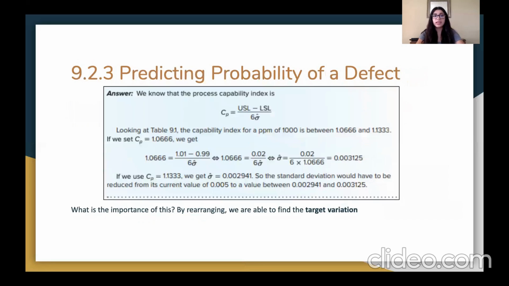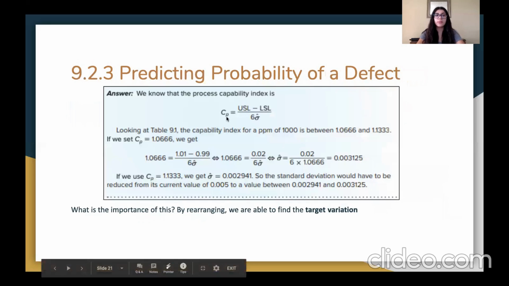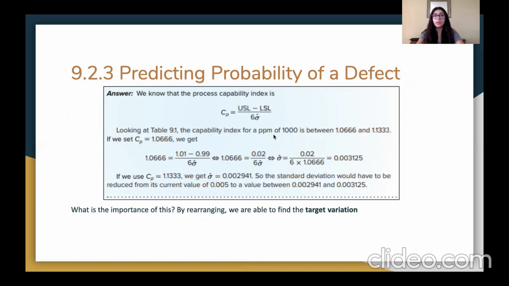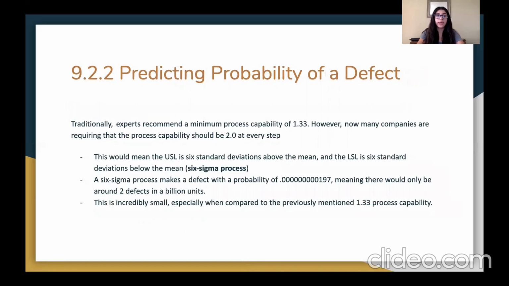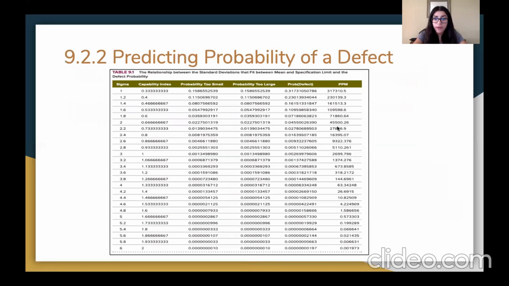So again, we would enter it into the process capability index, but instead we would make the process capability index equal to 1.0667. We would get that because we know that the ppm is 1000, so we would go back and reference our chart, and to find 1000 we would look at the ppm, and it is in between these two, so we can determine that we would want to use the 1.0667.